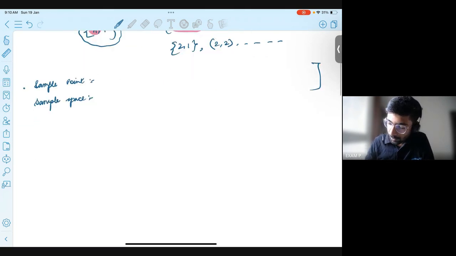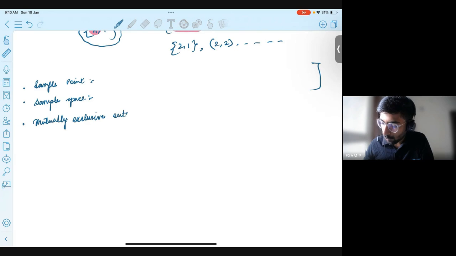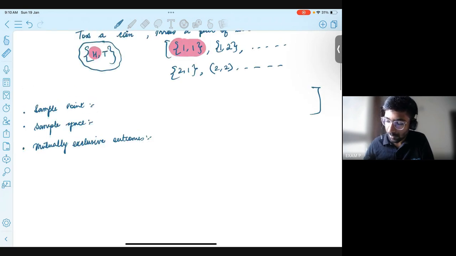Next topic here is mutually exclusive events. What does that mean? Here they're not talking about events; we'll go to events later. For now, let's only talk about outcomes. The sample point is the outcome. So what are mutually exclusive outcomes? Any 2 outcomes which cannot occur together are called mutually exclusive. For example, if head comes up, then tails cannot show up at the same time, right? So that is mutually exclusive.